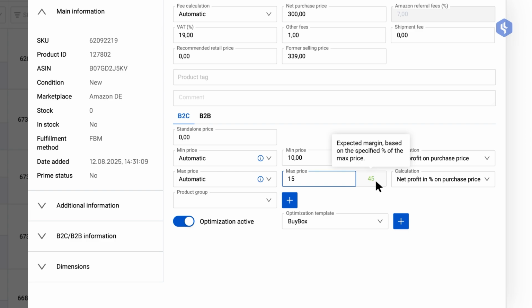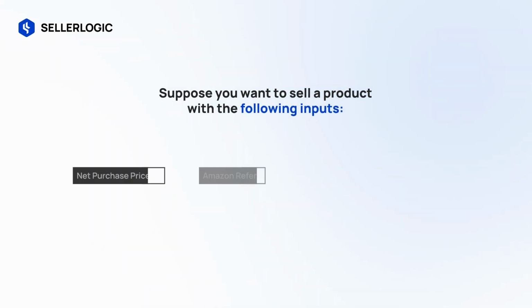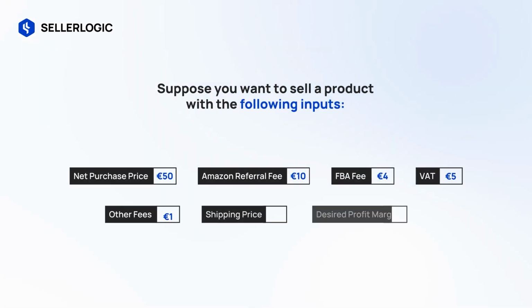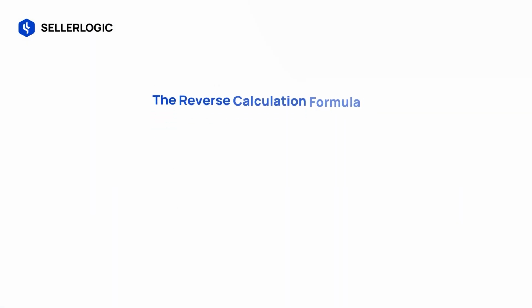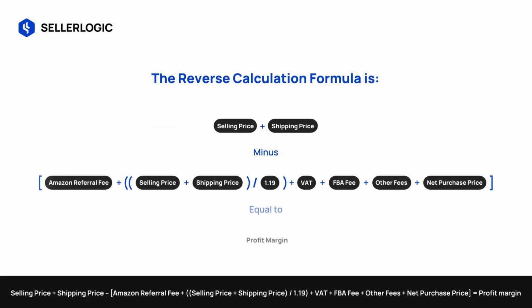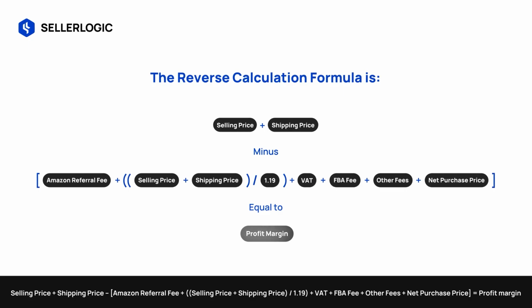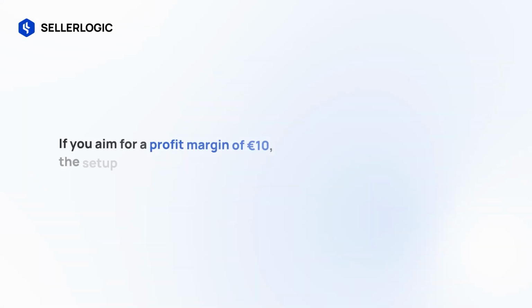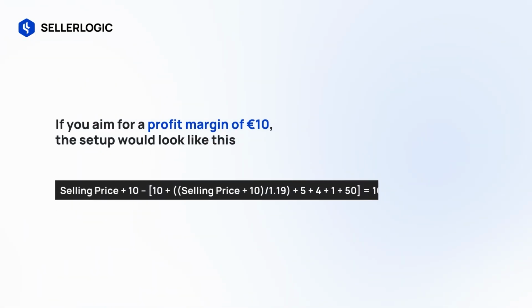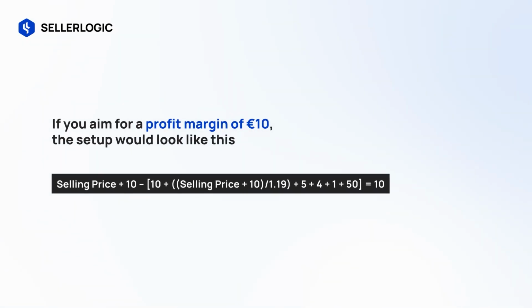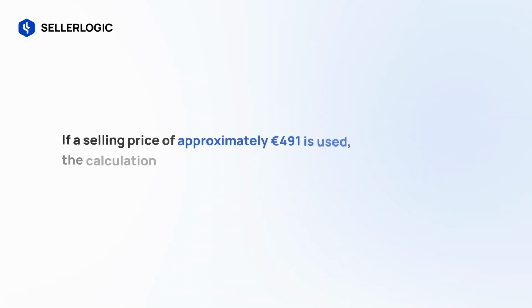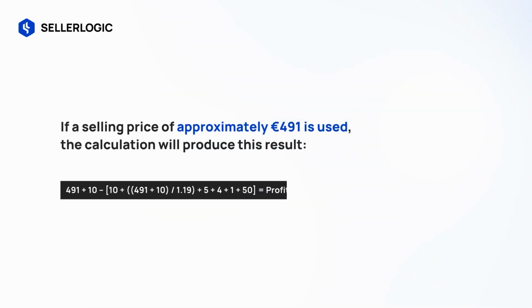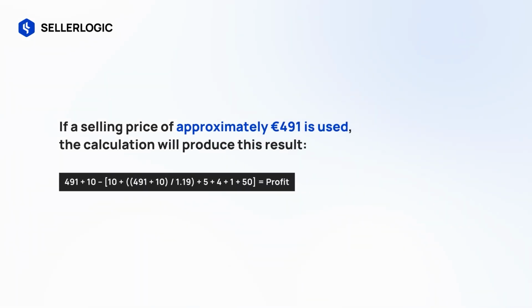To better understand, let's look at an example. Suppose you want to sell a product with the following inputs. Let's recap the reverse calculation formula. If you aim for a profit margin of 10 euros, the setup would look like this. If a selling price of approximately 491 euros is used, the calculation will produce this result.